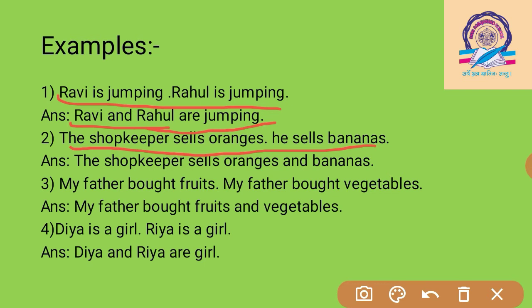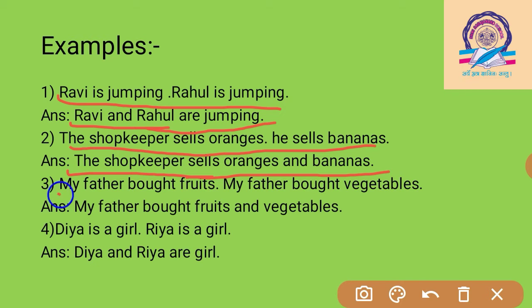So how to join here? The different things are given here. Oranges and bananas are different, and the other group of words is the same. So we have to join the two different things by and. The shopkeeper sells is given here, so we use the shopkeeper sells, then oranges and bananas. And the words that are repeated, we have to write only one time. So I have used he sells included in the shopkeeper.